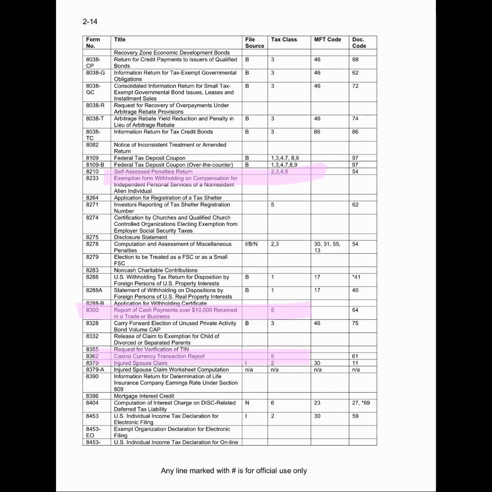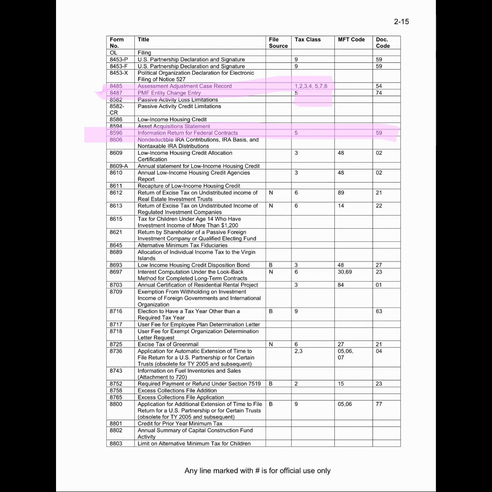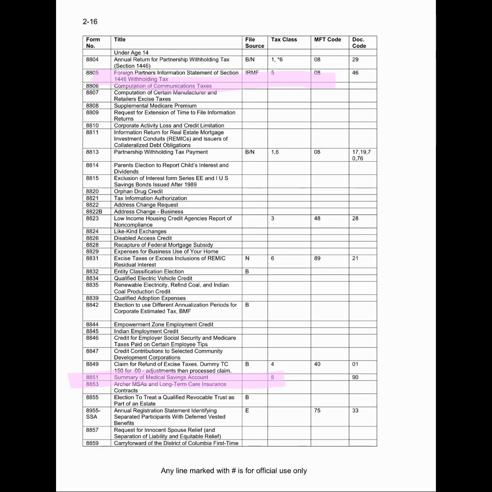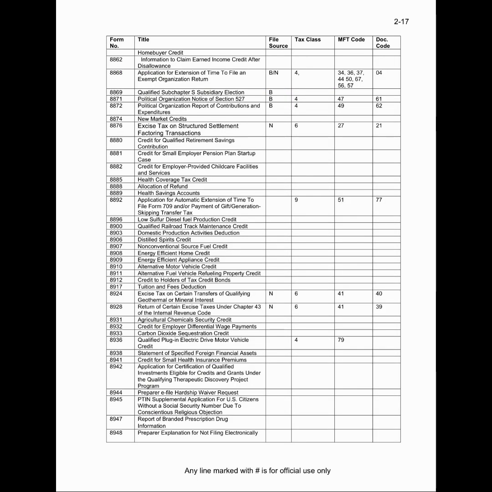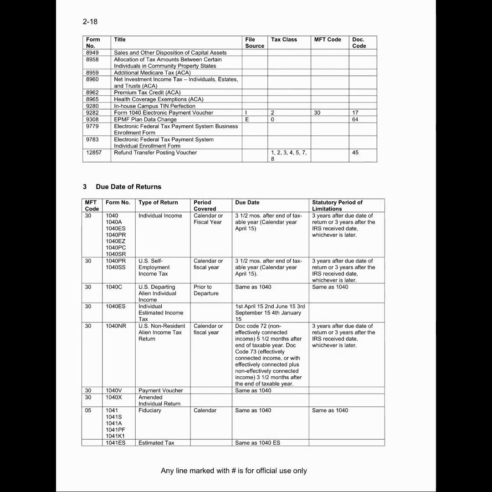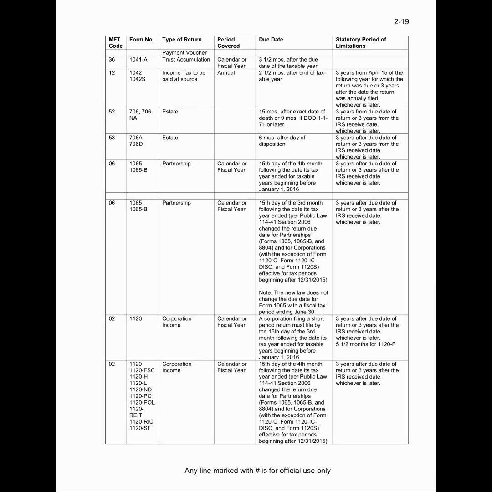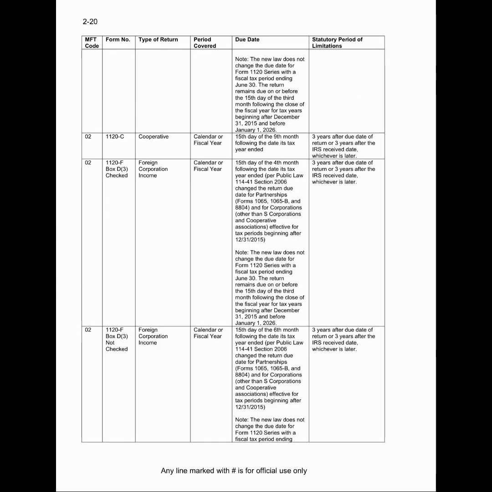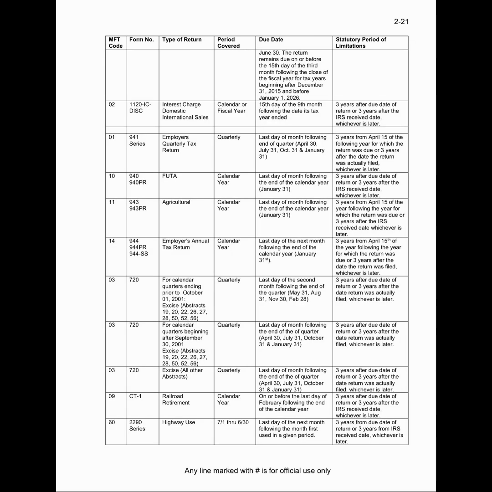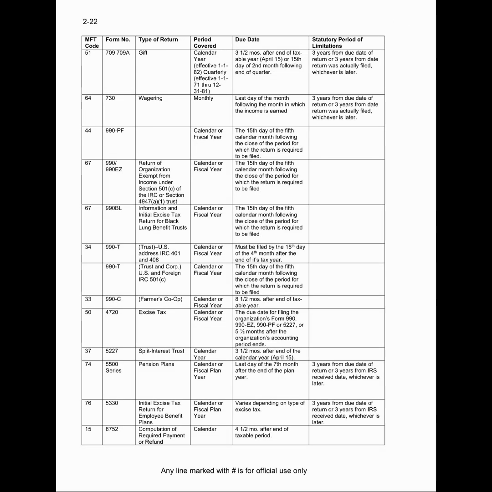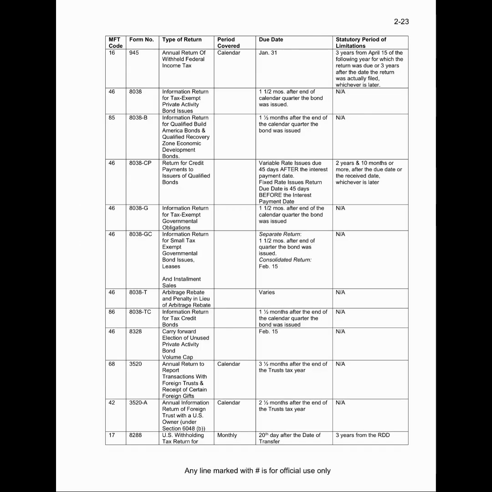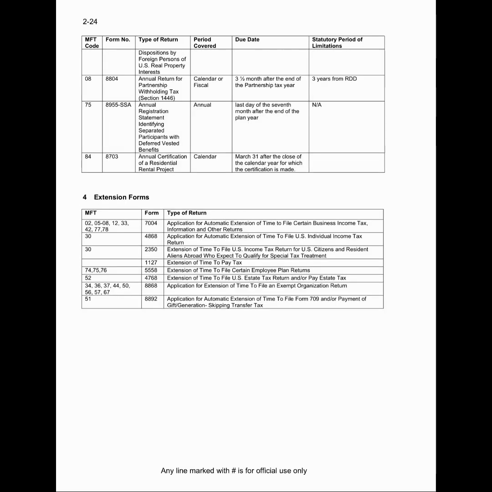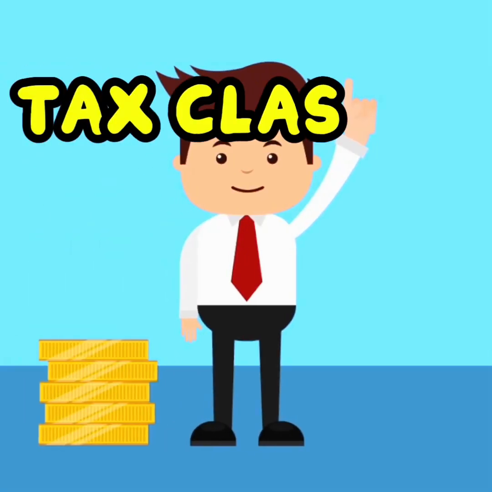Let's talk about the organization of the information presented in the document. It categorizes forms by file source, tax class, and master file tax account codes. What's the significance of these categories? These categories are essential for efficient processing and data management within the IRS system. The file source indicates where the form originates, the tax class defines the type of tax involved, and the master file tax account codes link the form to specific taxpayer accounts. This structured approach ensures accurate record keeping and facilitates efficient tax processing.